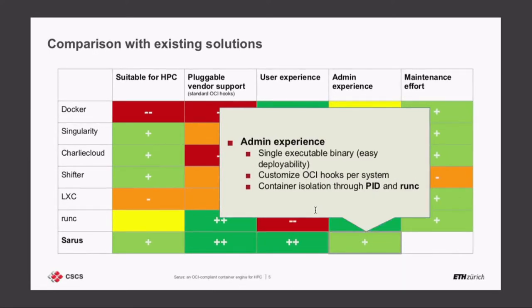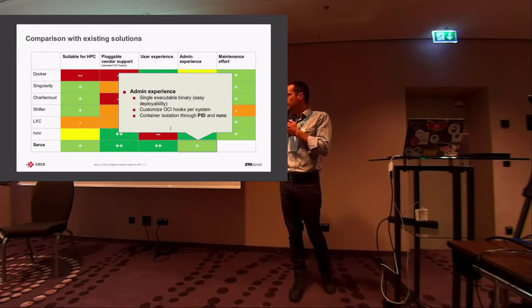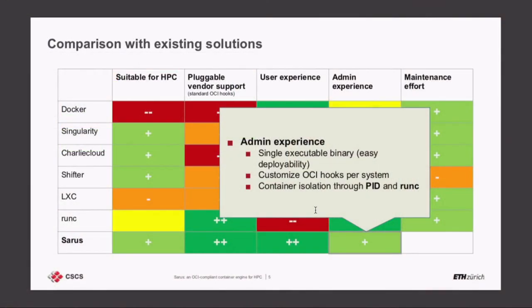In terms of admin, for those of you who are on the sysadmin side, this is a single executable binary, so there is no need for servers or other kinds of network services inside the data center. You can customize the OCI hooks per service. So if you have a system that does not have GPUs, you just turn off the GPU hook. And we provide container isolation through the fork exec method, as I mentioned earlier. And as far as we know, we are the only runtime that provides process isolation.